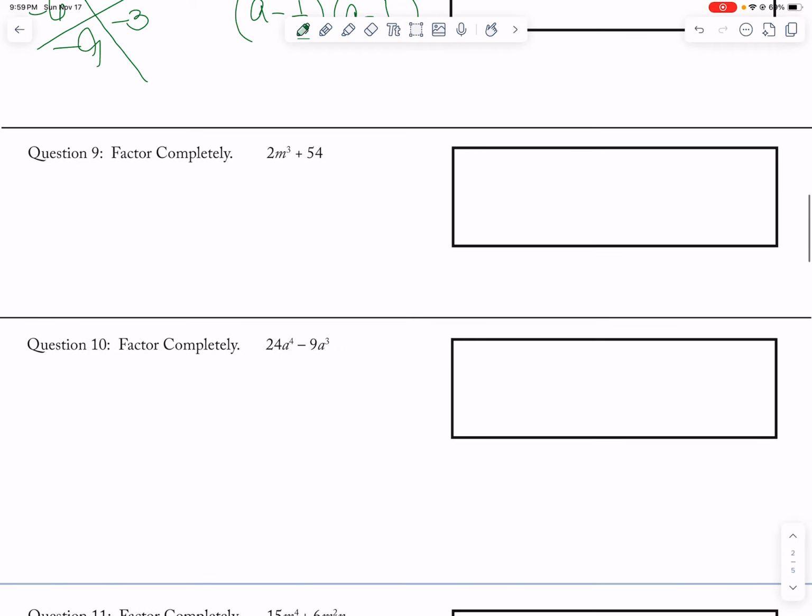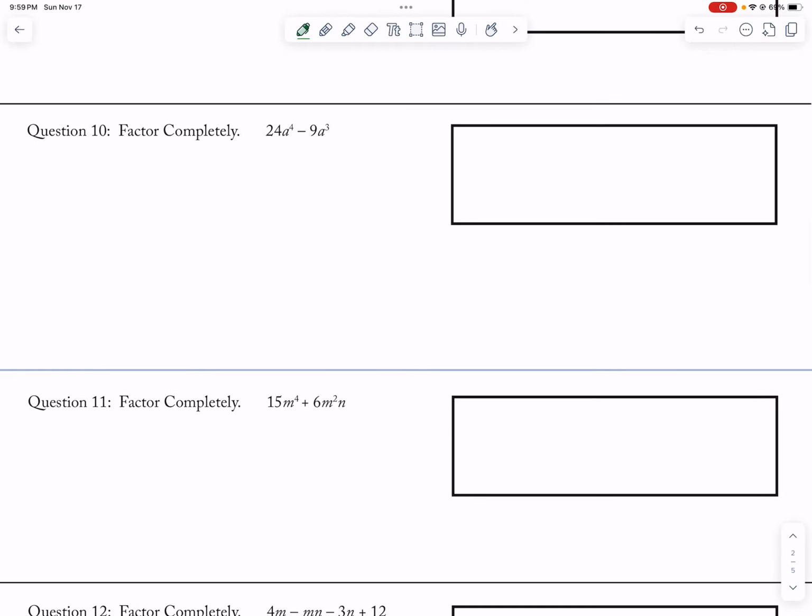And then I can factor out a 2, and I'm left with an m cubed and a plus 27. So m plus 3, m squared minus 3m plus 9. And then factor out a 3a cubed, and I'm left with an 8a minus 3.